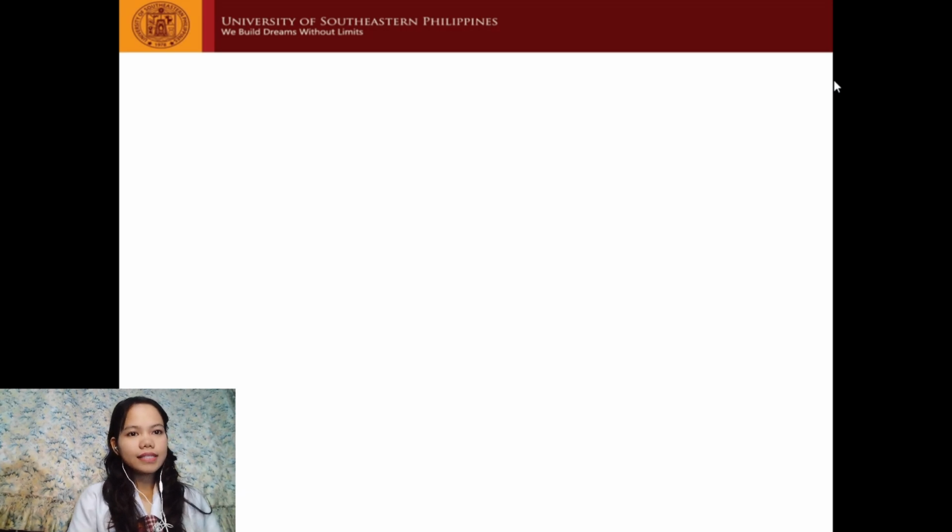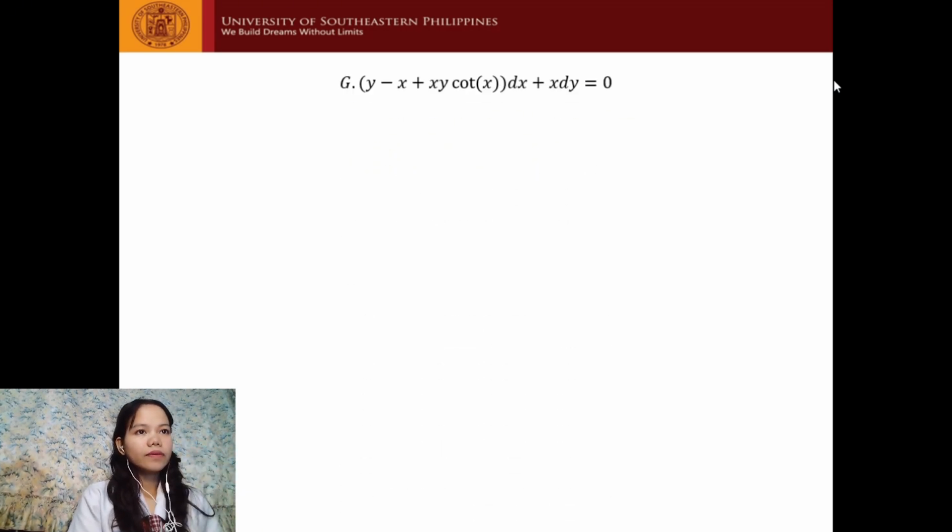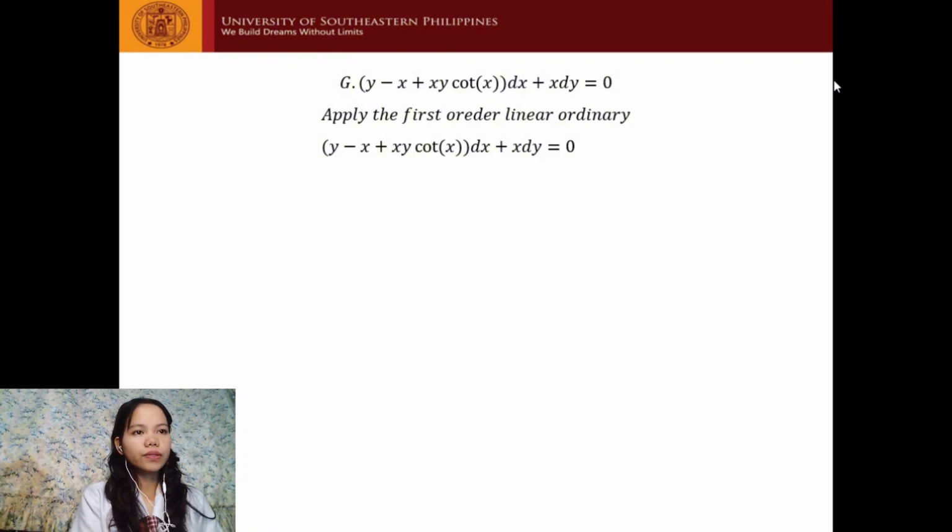And now let us have a new example. Now, which is the quantity of y minus x plus xy multiplied to the cotangent of x with respect to x plus x with respect to y equals to 0. So for this one, we're going to apply the first order linear ordinary, which we have to multiply both sides by 1 over x dx.